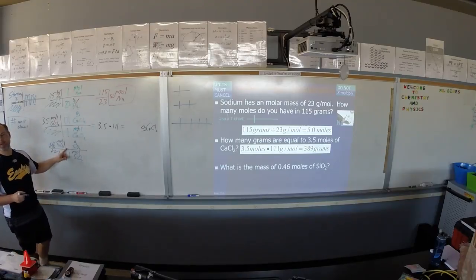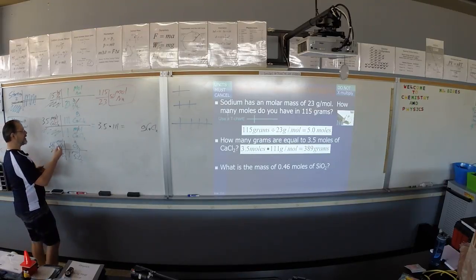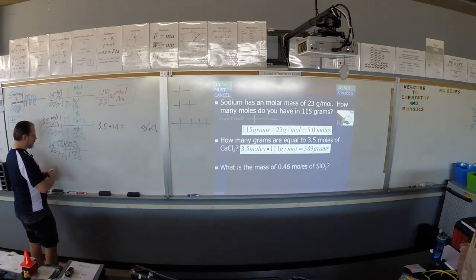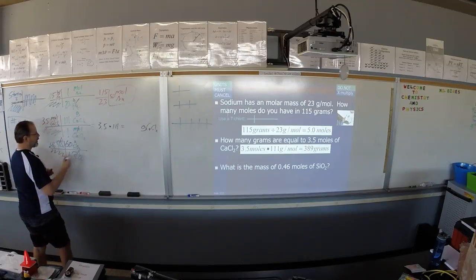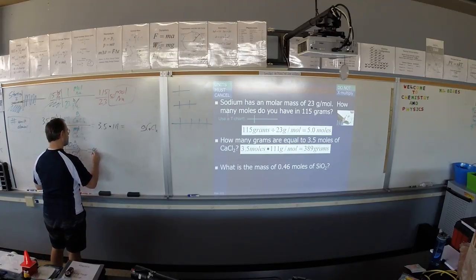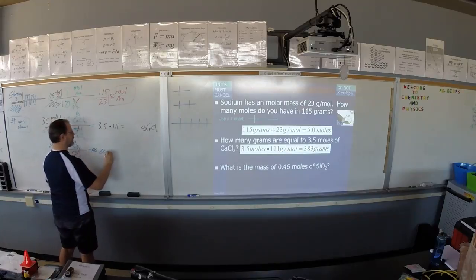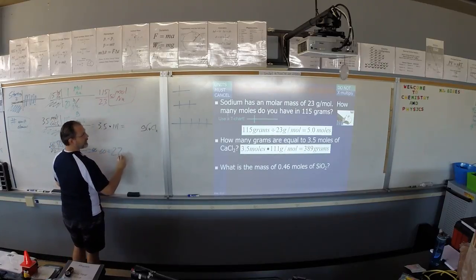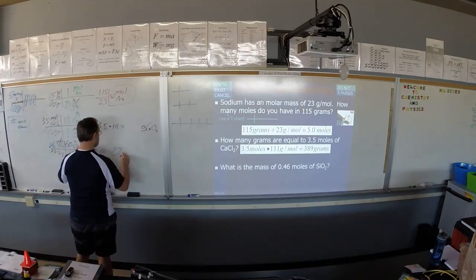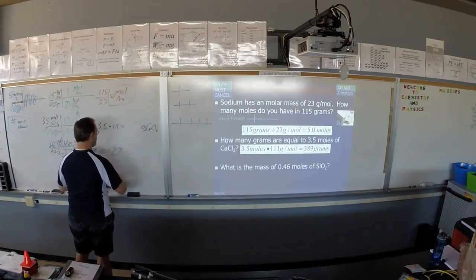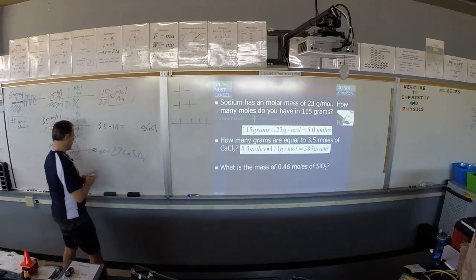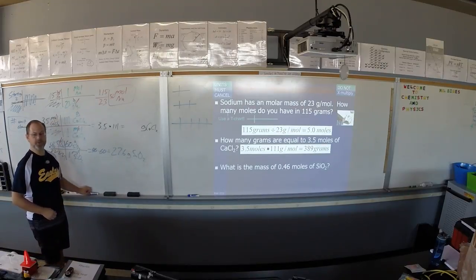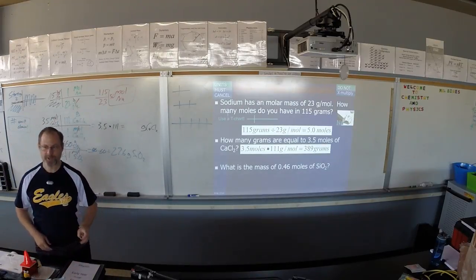What did you get for the molar mass of silicon dioxide? 60? And then you crossed out your moles of silicon dioxide and multiplied across? What is 0.46 times 60? 27.6, and the unit is grams silicon dioxide. Mr. Byers, is the unit important? Yes, the unit is important.